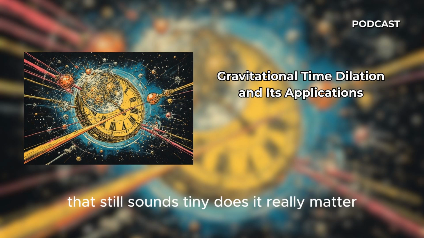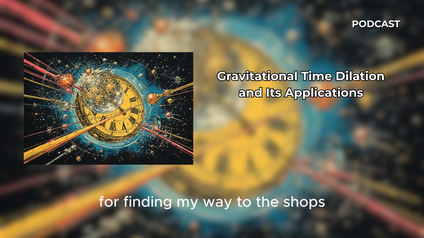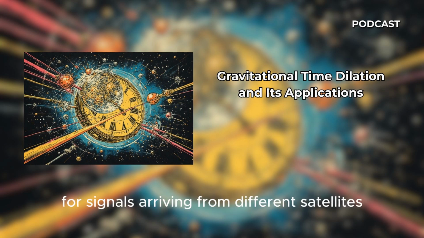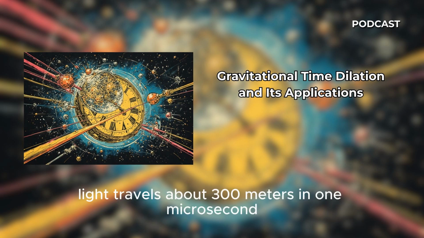45 minus 7 equals 38. 38 microseconds a day. That still sounds tiny. Does it really matter for finding my way to the shops? It matters enormously. GPS works by measuring the tiny time differences for signals arriving from different satellites. Light travels about 300 meters in 1 microsecond.